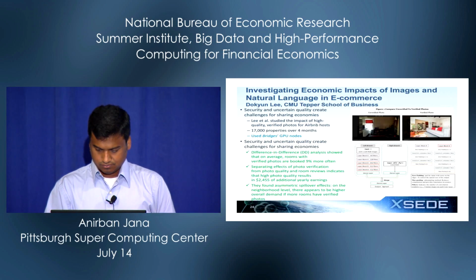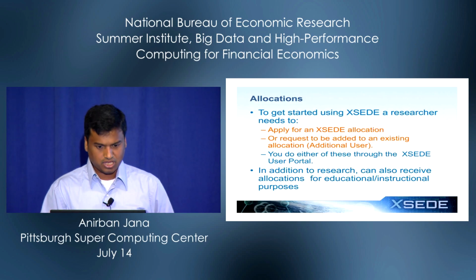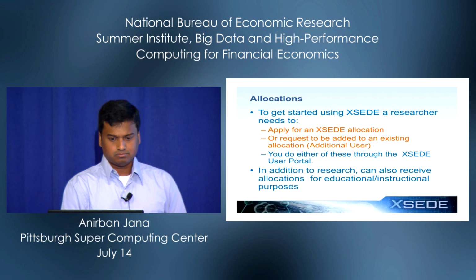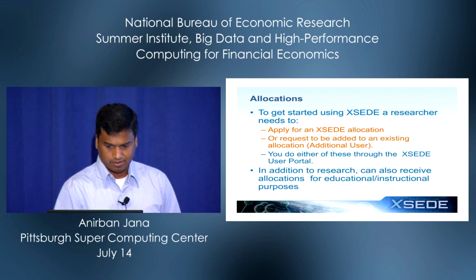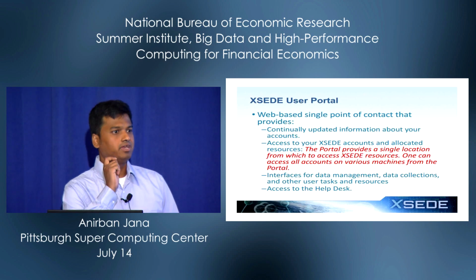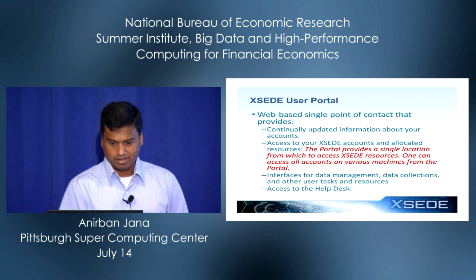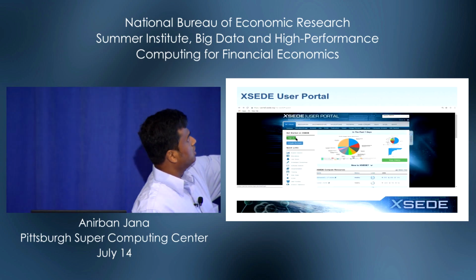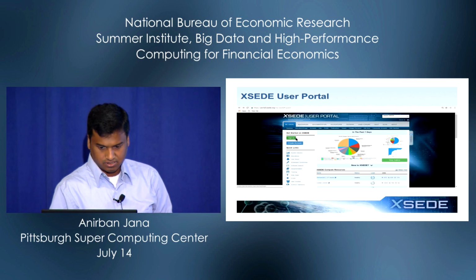Okay. So then I will very quickly go over how to get allocations. Again, we already talked about who can get allocations, and then you can go to the Exceed user portal to actually request an allocation, which is a web-based portal not just for requesting access, but also for managing your grant, getting help, and things like that. Here's how the Exceed portal looks. The address is portal.exceed.org.